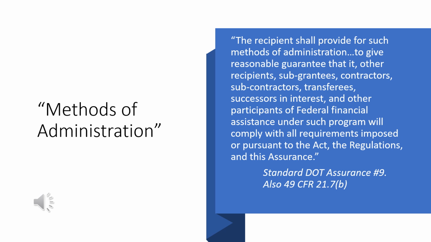The general duty of a recipient of federal financial assistance with regard to Title VI is to provide for methods of administration that will give a reasonable guarantee that the recipient or other recipients or subgrantees or your contractors and subcontractors and so on, any participants of the federal financial assistance under the program will comply with all the non-discrimination requirements imposed pursuant to the Act or the regulations or to this assurance, this language being from the standard DOT assurances.